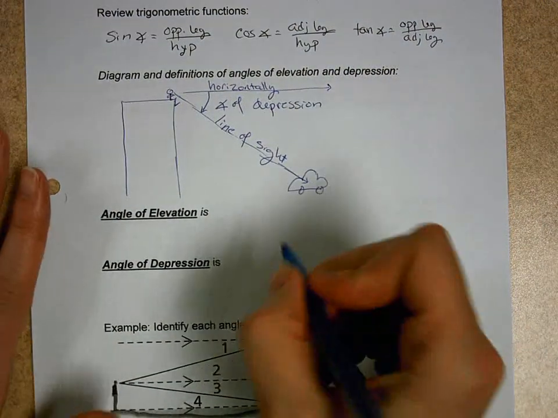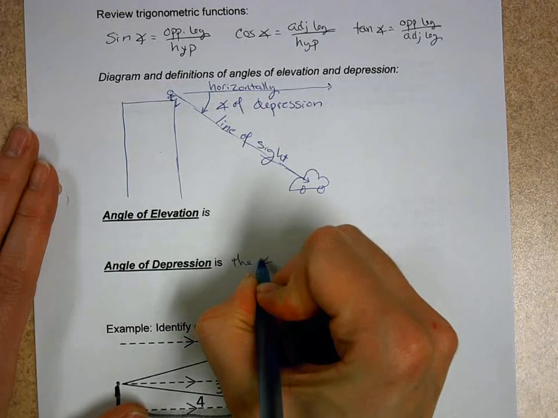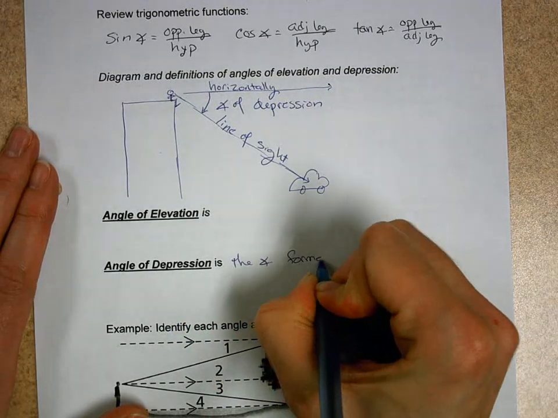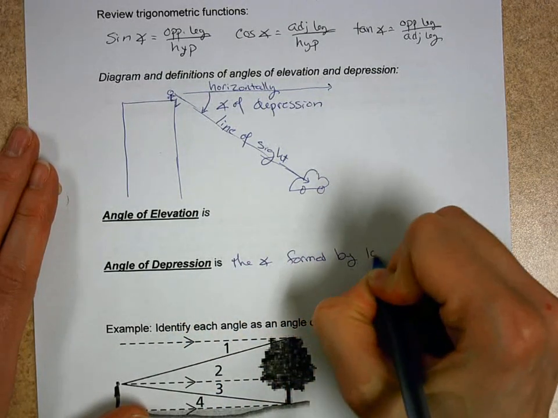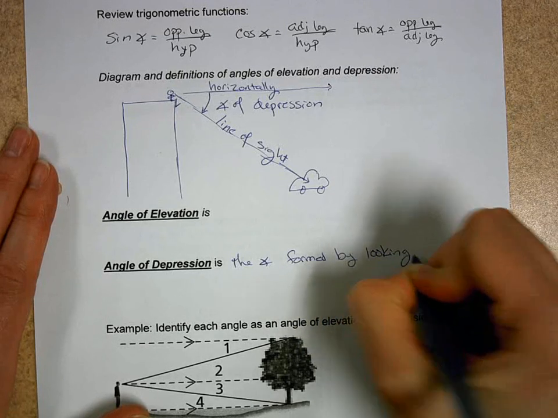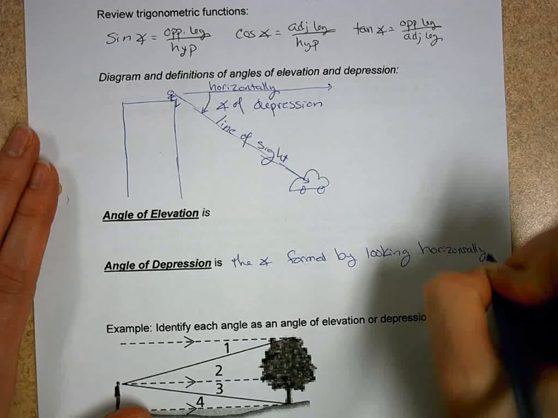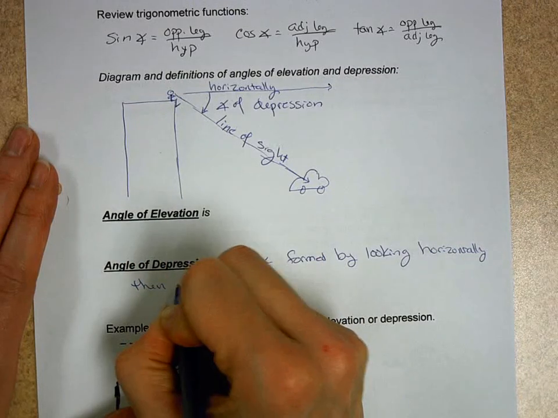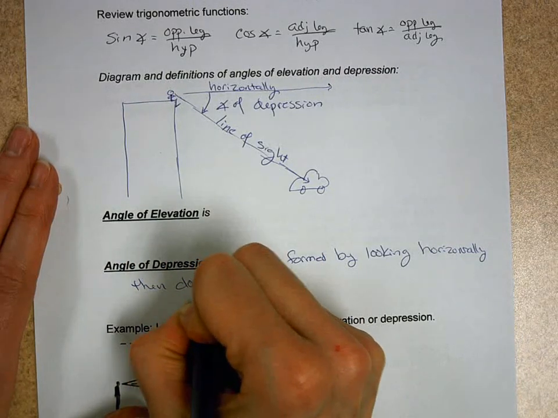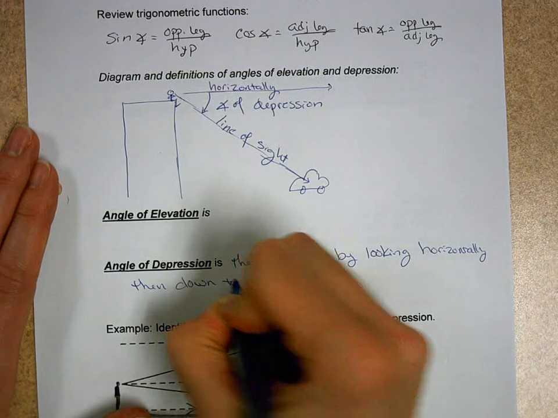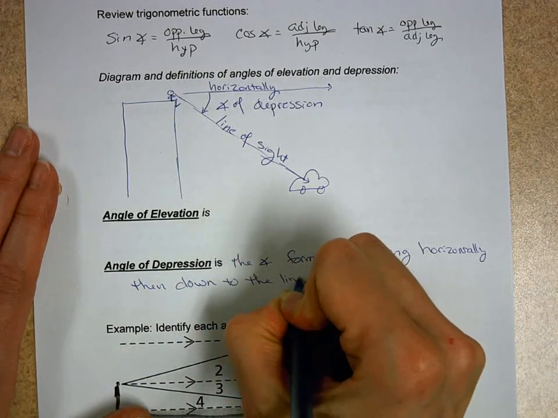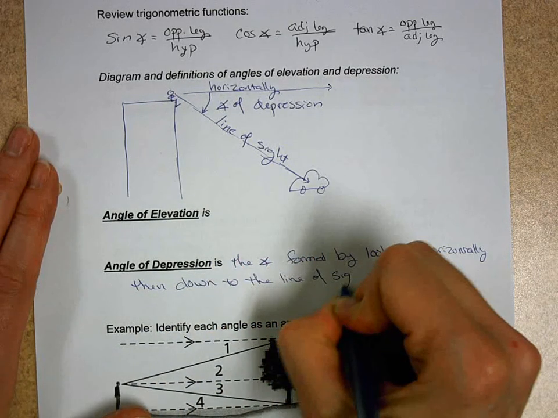An angle of depression is the angle formed by looking horizontally, then down to the line of sight.